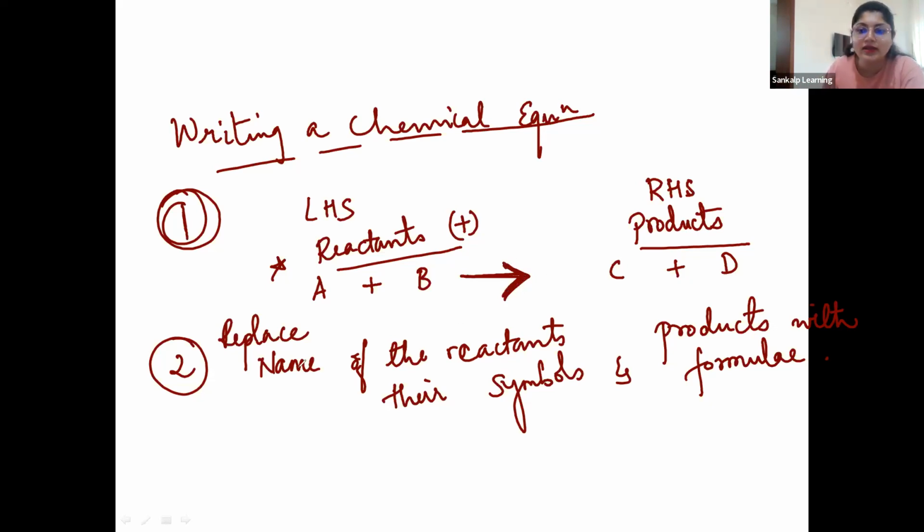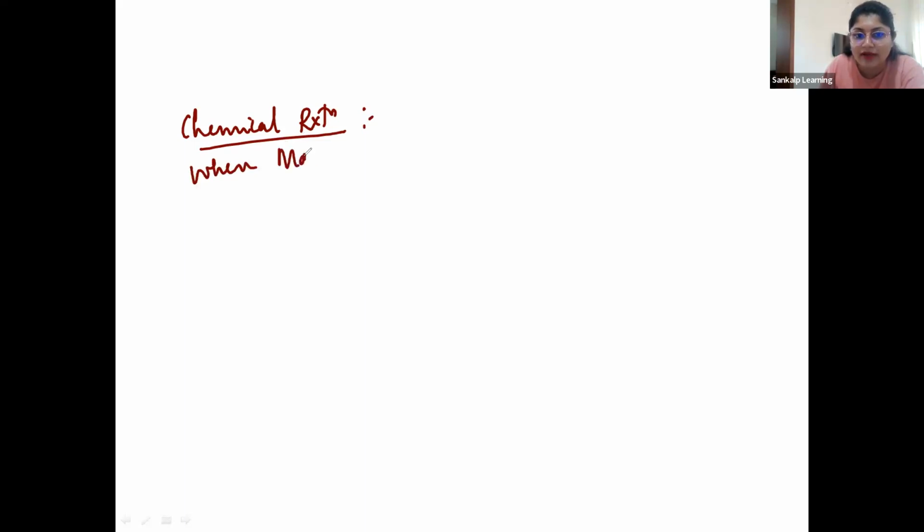In the second step, you have to replace the names of the reactants and products with their symbols and formulae. So this is about the steps to be followed. They have given the example of the chemical reaction that takes place when magnesium, I'll write the full form.